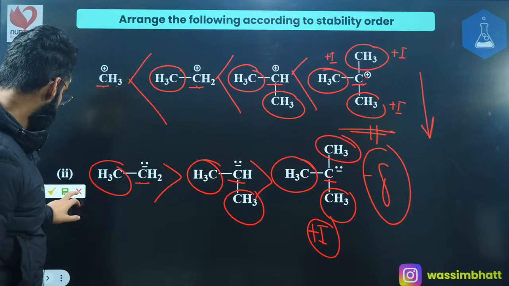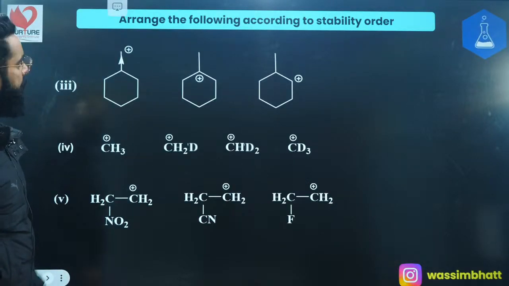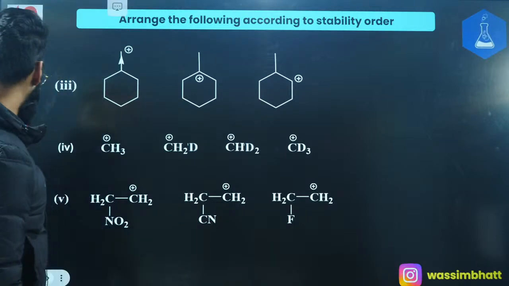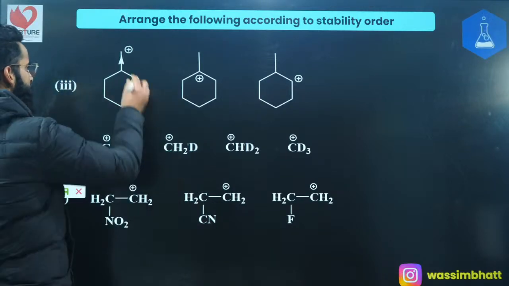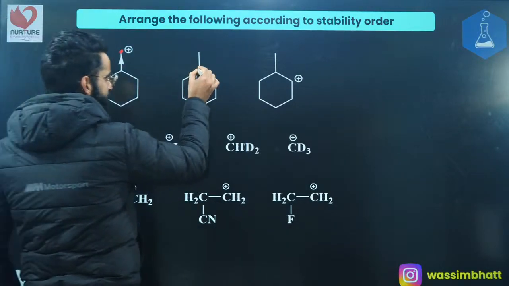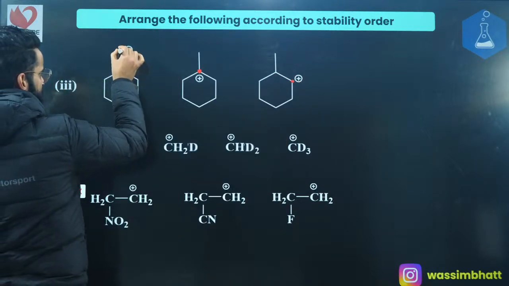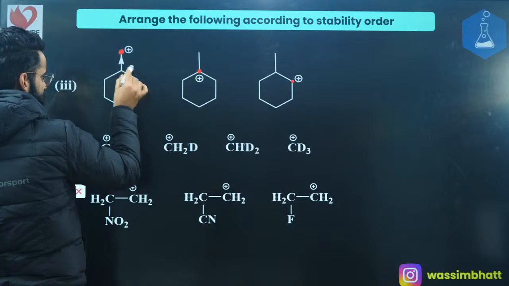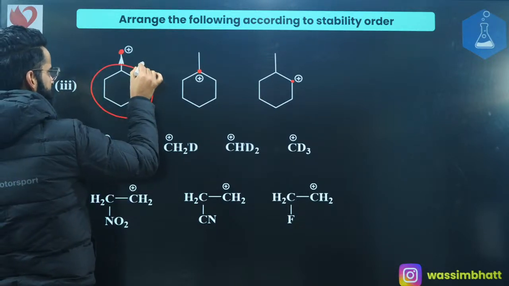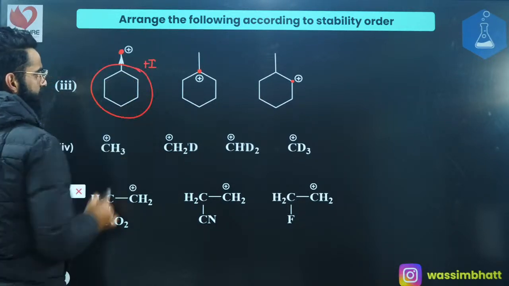Okay. Arrange the following according to their stability order. We have positive charge on this carbon, positive charge on this carbon, positive charge on this carbon. So have a look. Positive charge on this carbon. This alkyl group is going to show plus I effect.